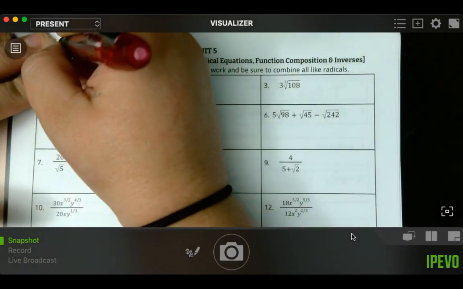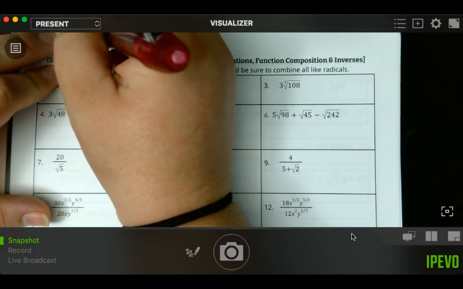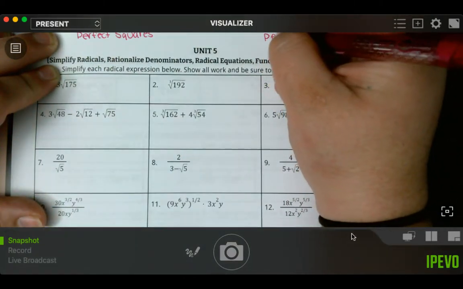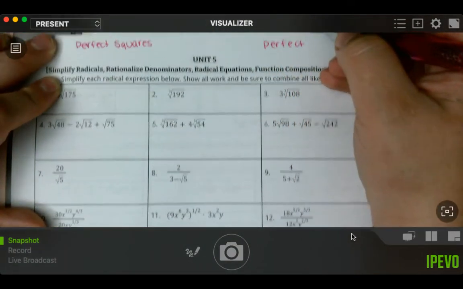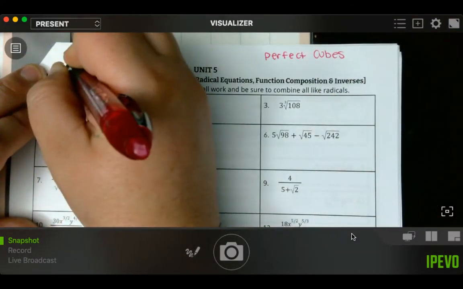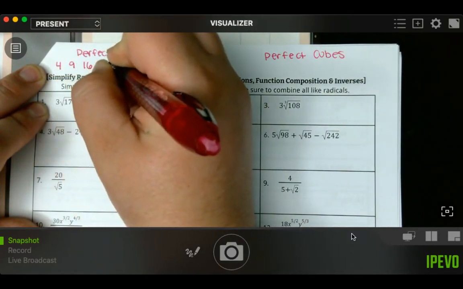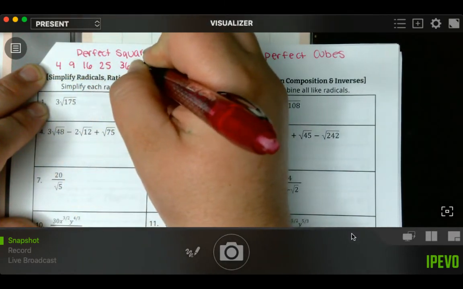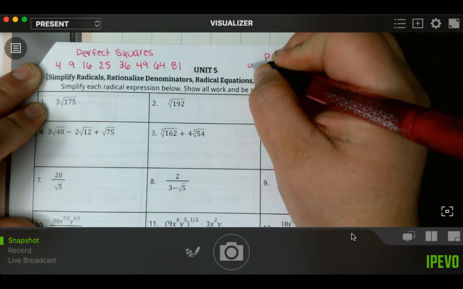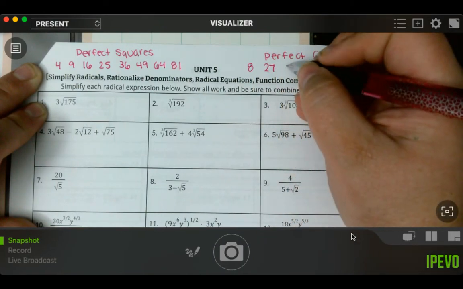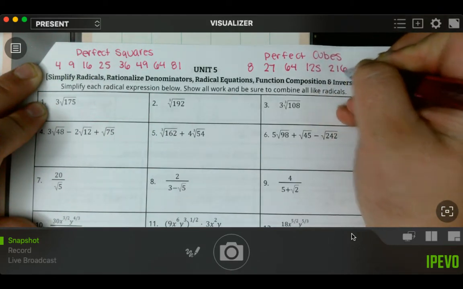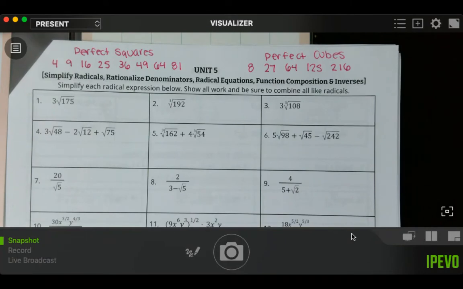You may want to have a list of perfect squares and perfect cubes on your notes sheet. I know you can't really see that. I'm going to move it. So perfect squares: 4, 9, 16, 25, 36, 49, 64, 81. Perfect cubes: 8, 27, 64, 125, and 216. And that's about all we're going to do for right now.